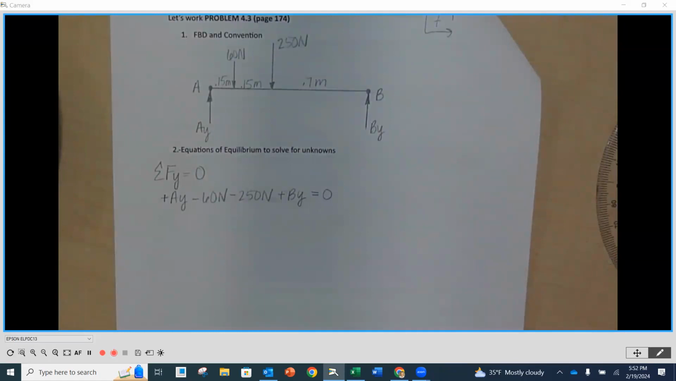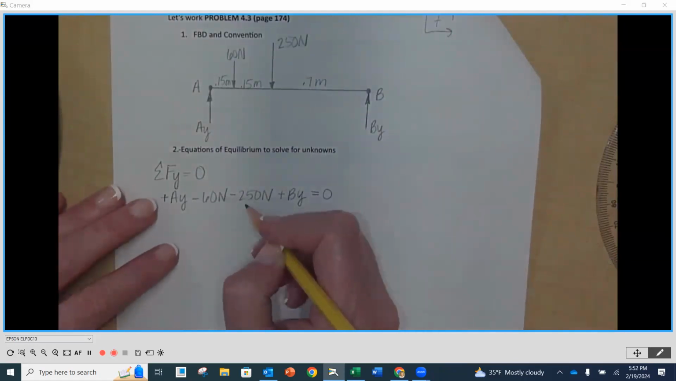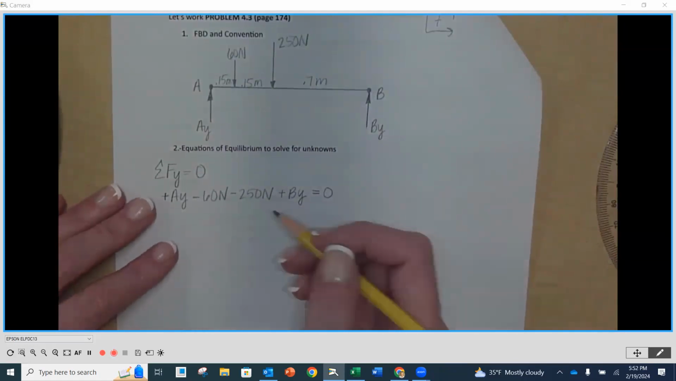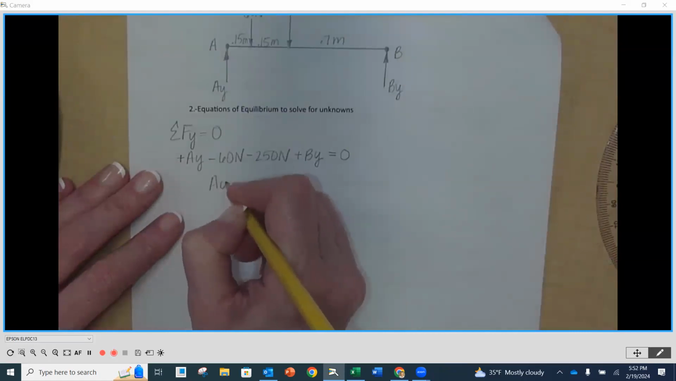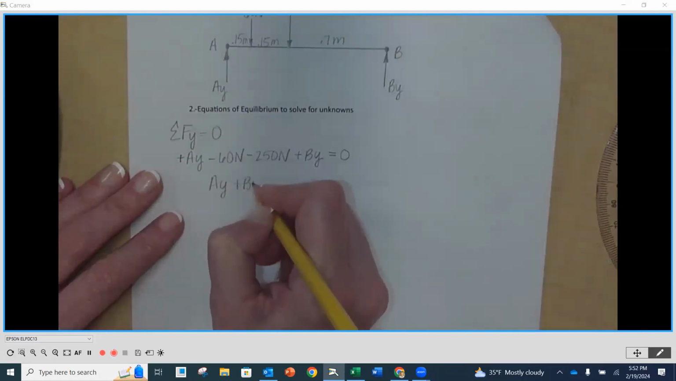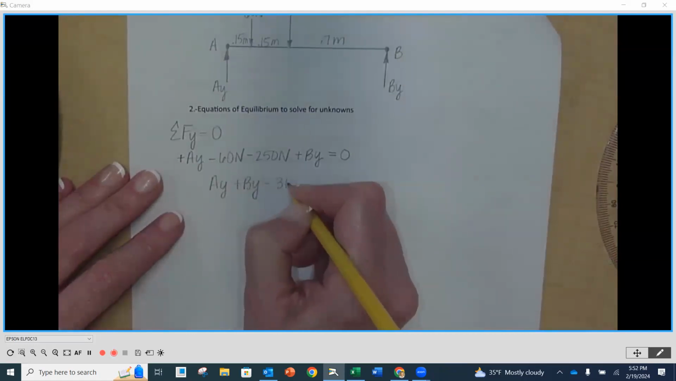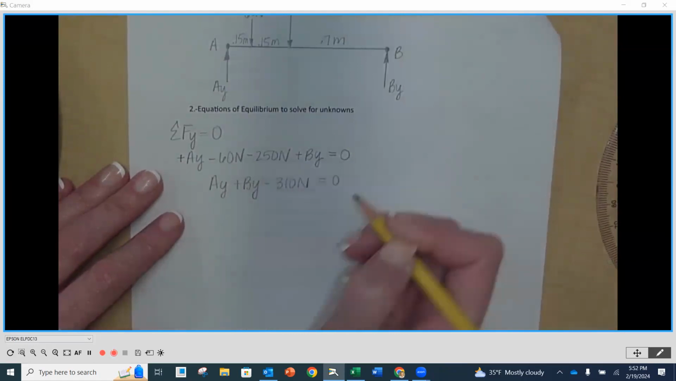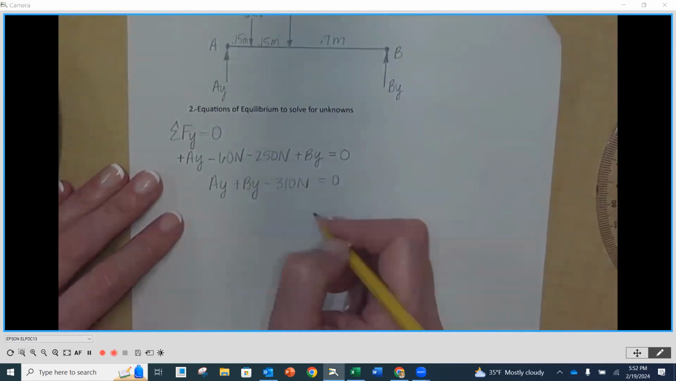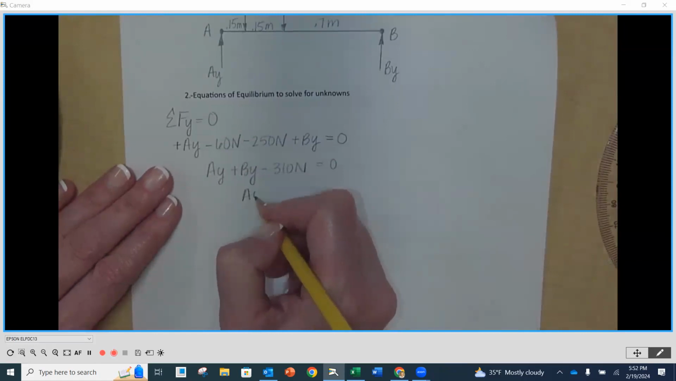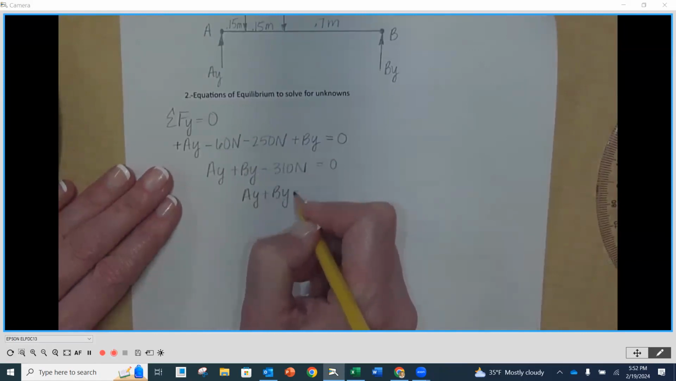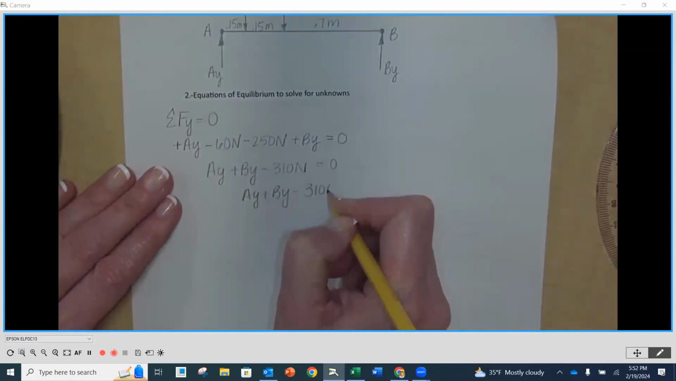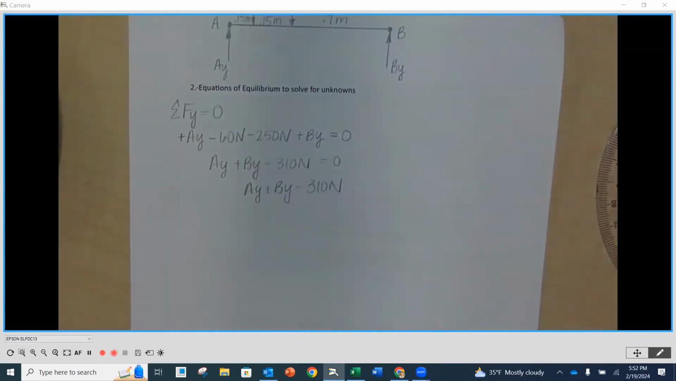Now I'm going to do some combining, right? I can combine my 60 newtons and my 250 newtons. So I can say AY plus BY minus 310 newtons is equal to 0. And then to clear that negative, I'm going to go AY plus BY is equal to 310 newtons. When I move to the other side, it becomes positive, right? That's as far as I can go on this one. That's okay.